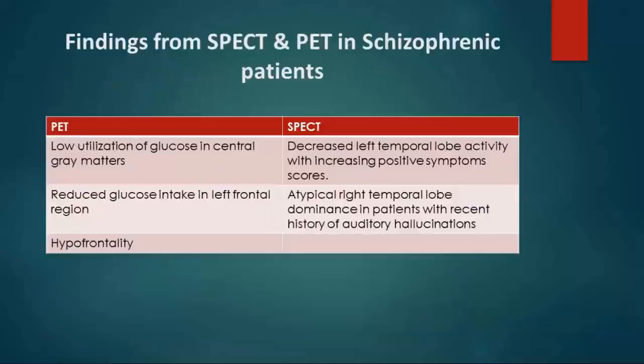These are the findings mostly found in patients with schizophrenia using the PET and the SPECT scan. There is low utilization of glucose in the cerebral gray matter when PET is used. There is hypofrontality. The SPECT also shows decreased left temporal lobe activity with increasing positive symptom scores. So these are some of the things that will show on a schizophrenic patient's scan when using PET and SPECT.